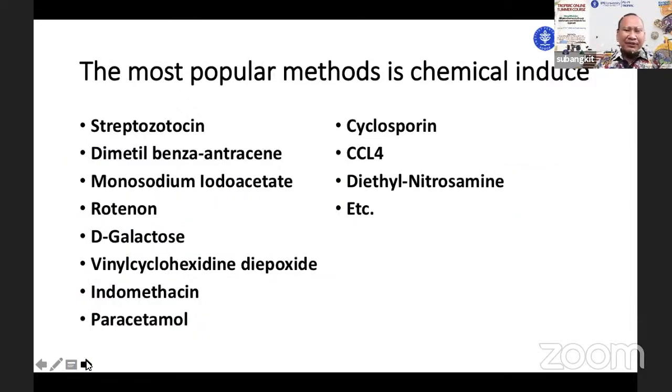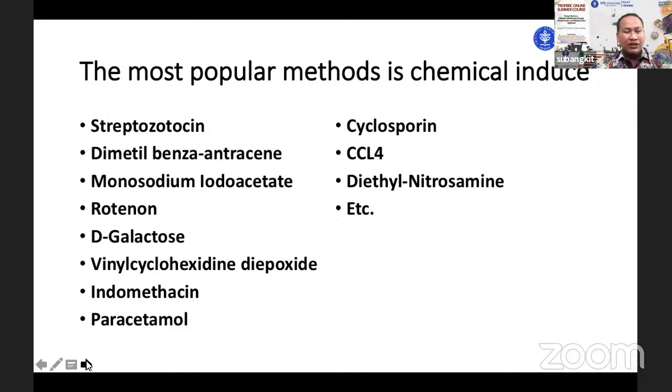And the most popular method is chemical induced. Chemical induced is very, very common because most researchers can do it by themselves, like streptozotocin. As we know, streptozotocin is a chemical to induce diabetes, even diabetes type 1 and type 2, we can induce by different strategies. And also dimethylbenzanthracene to induce breast cancer, squamous cell carcinoma, and some kinds of digestive system cancer.